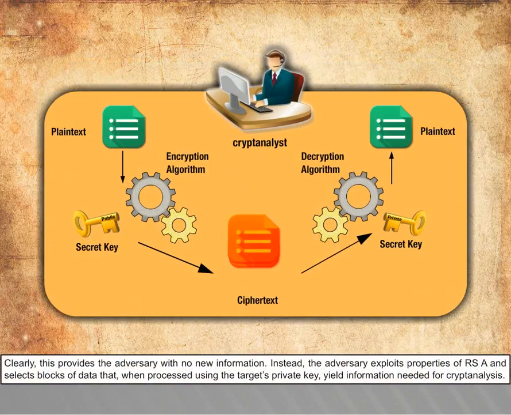Clearly, this provides the adversary with no new information. Instead, the adversary exploits properties of RSA and selects blocks of data that, when processed using the target's private key, yield information needed for cryptanalysis.